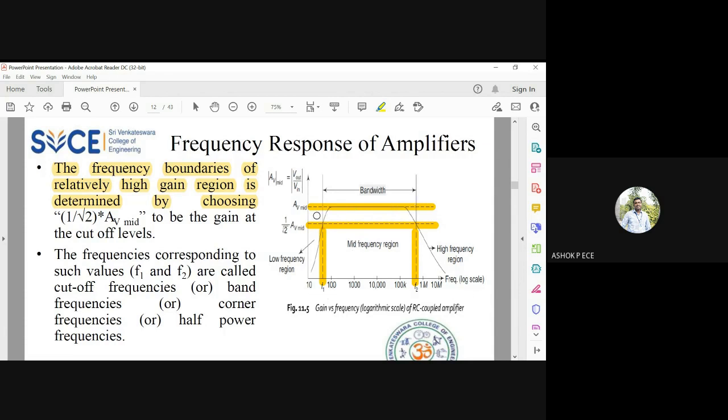From the maximum gain, take 1 by root 2. Why 1 by root 2? Because I need the power to be half. Power is V square by R. So when power is going to be half, voltage will be 1 by root 2 times. That is the reason why we take 1 by root 2 of your gain. We are plotting voltage gain, right? So if the power has to be half, voltage has to be 1 by root 2. You multiply the maximum gain by that value and draw a line at that point. It will intersect the graph at 2 points, F1 and F2. F2 minus F1 is going to be called the bandwidth.